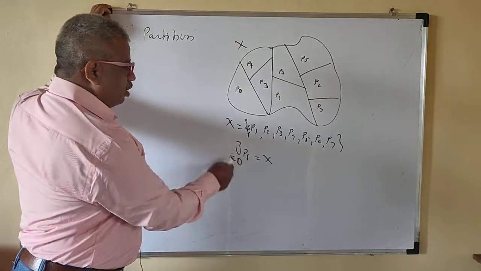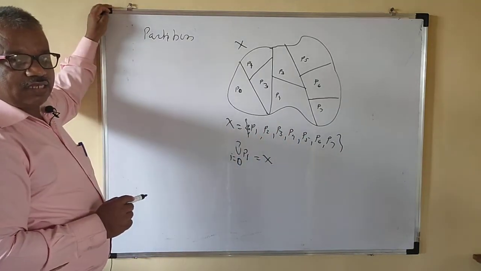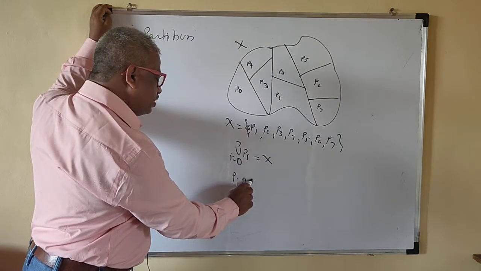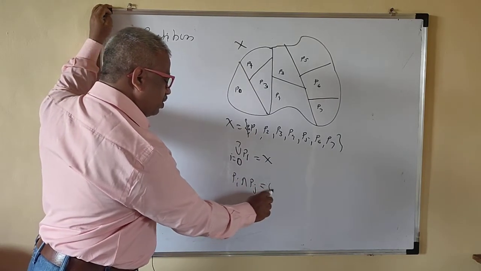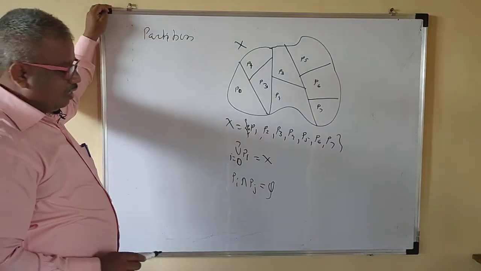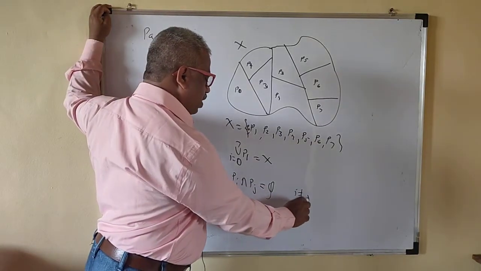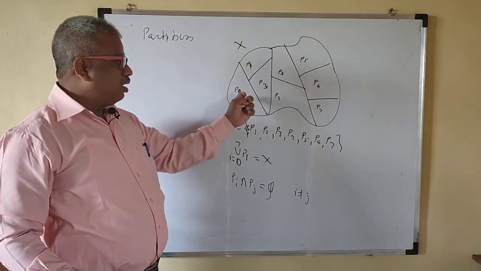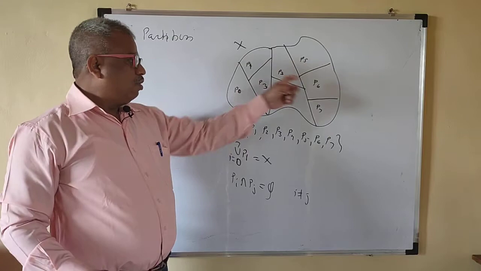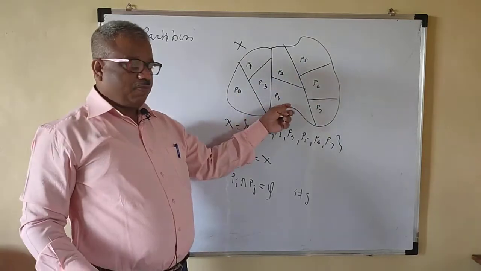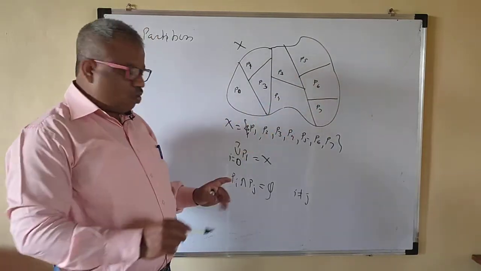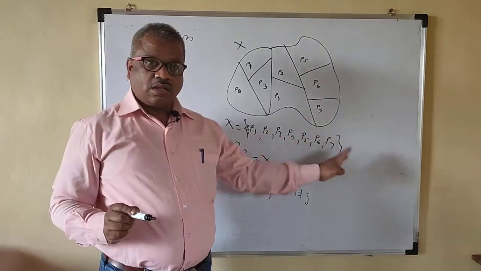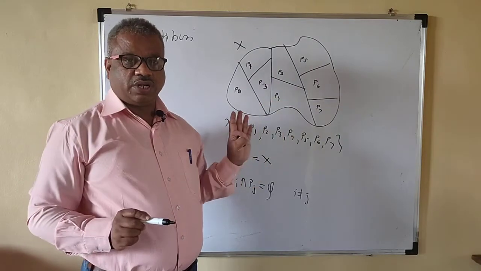Now see that the union of all these sets is nothing but your capital X, and Pi intersection Pj is empty if i is not equal to j. That means there is no common element between P1 and P0, P1 and P5, P0 and P6, P0 and P4, or P4 and P7. There is no common element. That means they are completely disjoint.